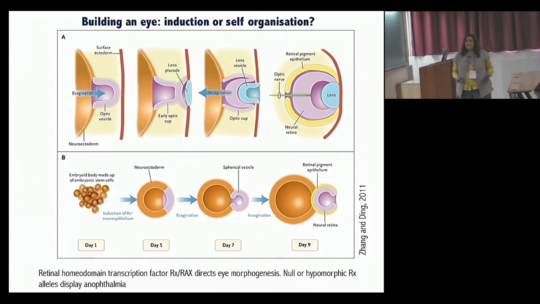And the only chemical detail that I would like you to remember here is that a transcription factor, which we've already discussed, is a protein that binds DNA and directs transcription of target genes. A transcription factor called Rx or RAX directs this entire morphogenetic process. And in animals that don't have this transcription factor, you have anophthalmia, which means you don't make an eye.